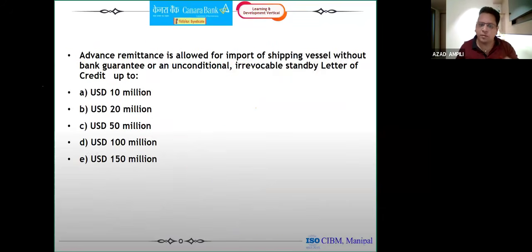Yeah, question. With this, we will end. Basically, the last quiz, this one, please attend. Advance remittance is allowed for import of shipping vessel without bank guarantee or an unconditional irrevocable standby LC.